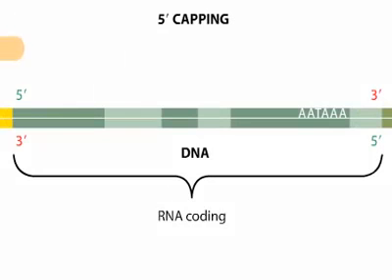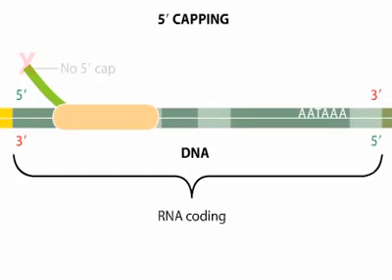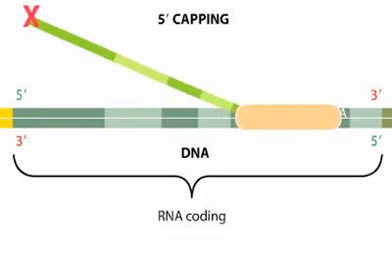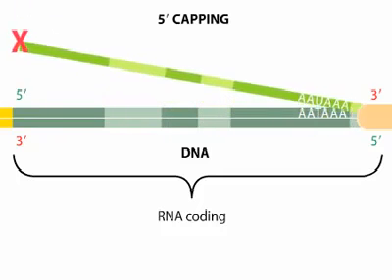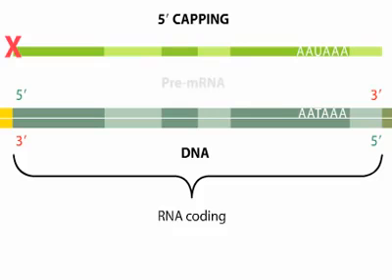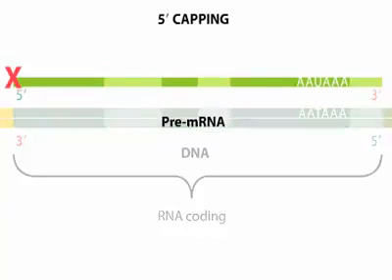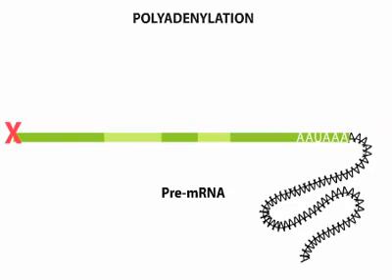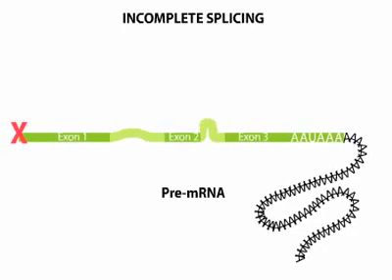For example, if 5' capping of pre-mRNA does not occur, then the splicing, stability, and translation of the RNA are all affected. First, the lack of a 5' cap will affect the removal of introns.